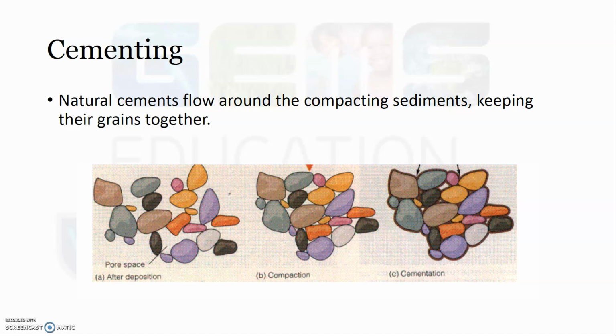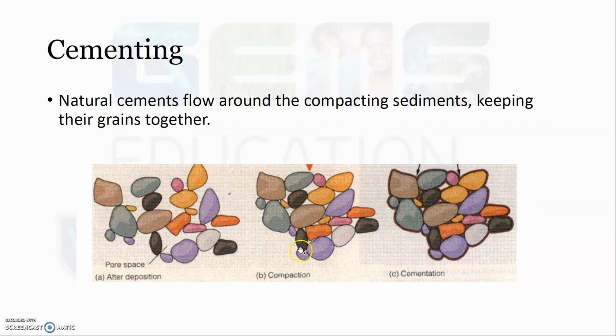So cementing is when the water goes away, and the minerals or the natural sources from the rocks glue each other. So the rocks are glued by the minerals. Meaning that, as you can see in this picture, after deposition the rocks are collected, but a little bit away from their places.